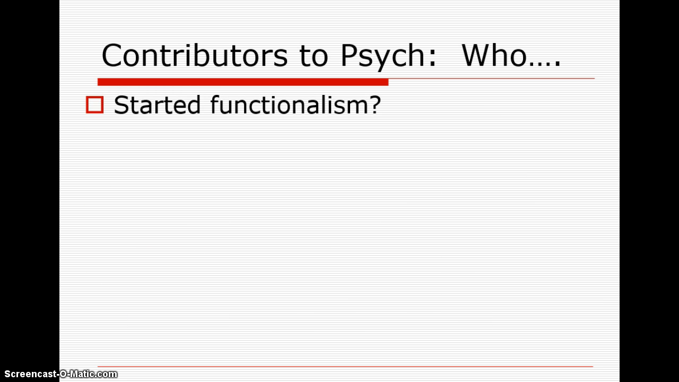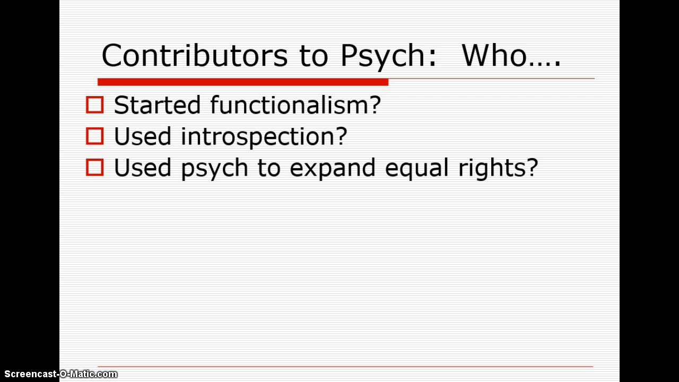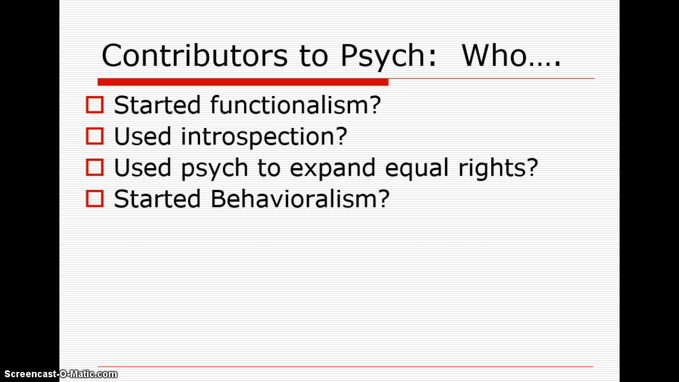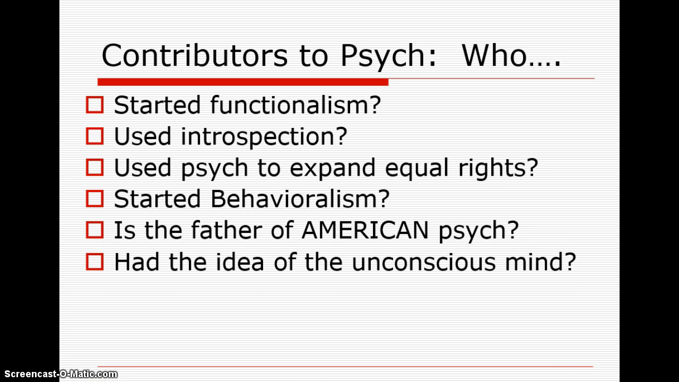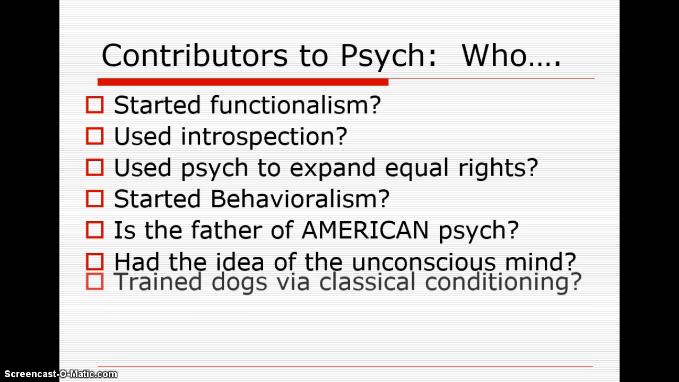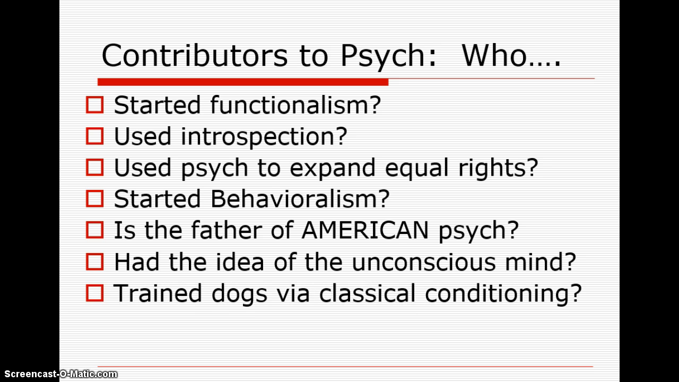For contributors to psychology, who started functionalism? Hopefully you know that's William James. Introspection was used by Wundt and Titchener. Psychology to expand equal rights was the Clarks. Behavioralism was John Watson. Father of American psychology is William James, again. Had the idea of the unconscious mind is Sigmund Freud. And trained dogs using classical conditioning was Ivan Pavlov.